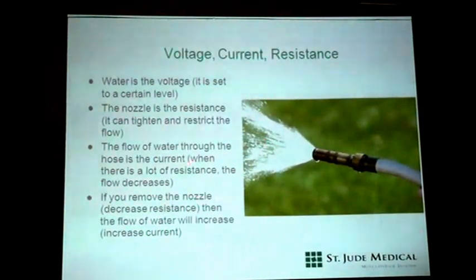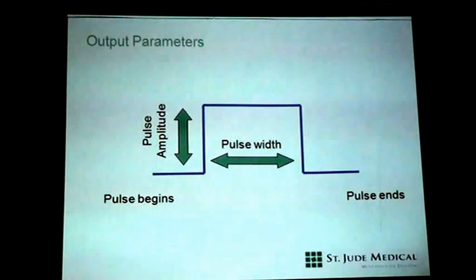voltage, just like in the body, and the nozzle is the resistance, this nozzle here, and the flow of water through the nozzle is the current. So basically, if you tighten this, the output will be less. Just like this, the body's current and voltage system is working.